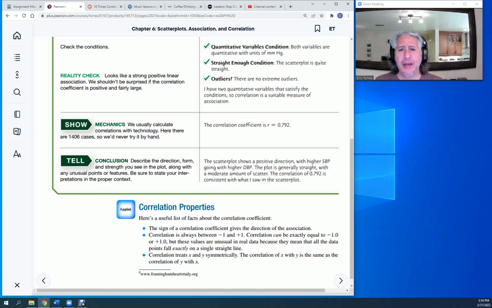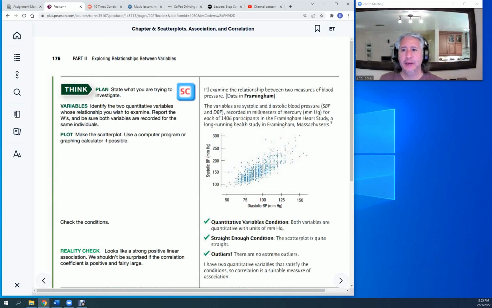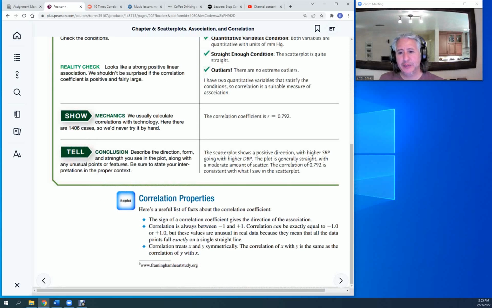Okay, estimating correlation coefficients visually. This is a really important skill to have, and you have a tool that allows you to practice this as much as you want in your textbook. Clicking on this applet, and this is in our textbook. What page are we in here? Let's see. Okay, page 176.